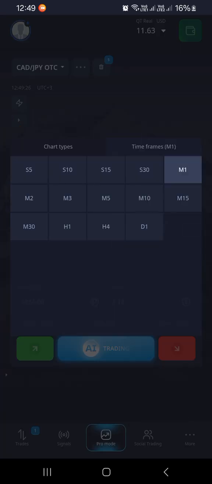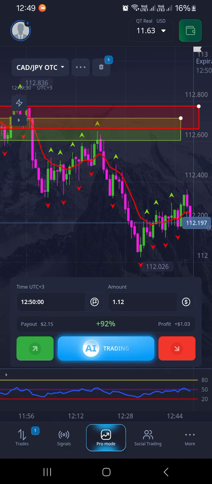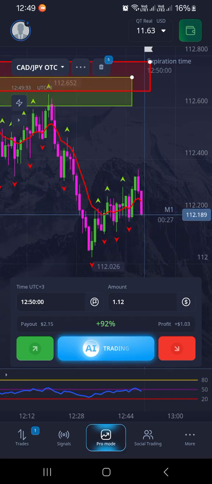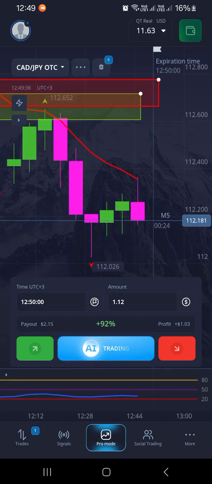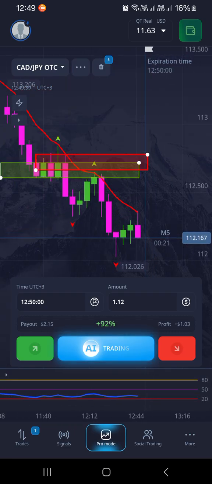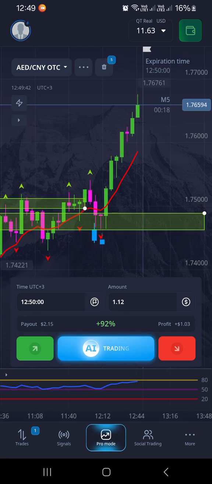Let me see on the 1 minute. And then, oh my god, look how fantastic the trade. It was a very fantastic trade. Remember this strategy, I use it in both binary and in forex. It works on forex and in binary in futures.